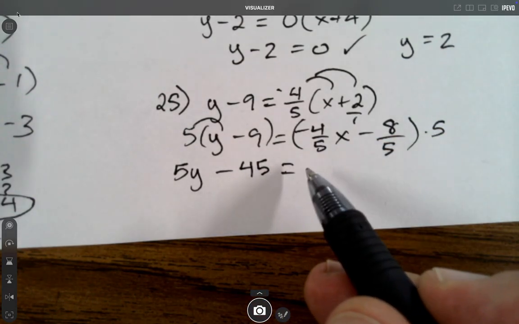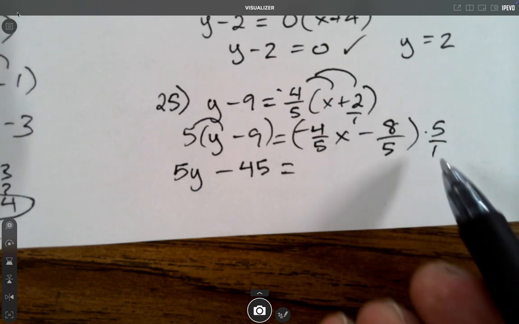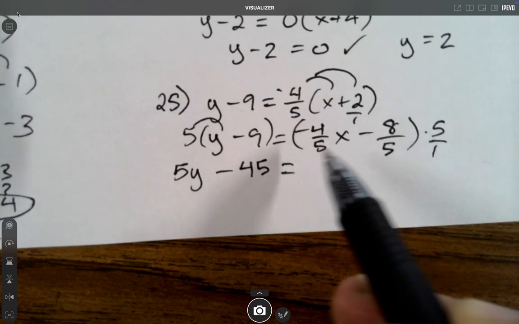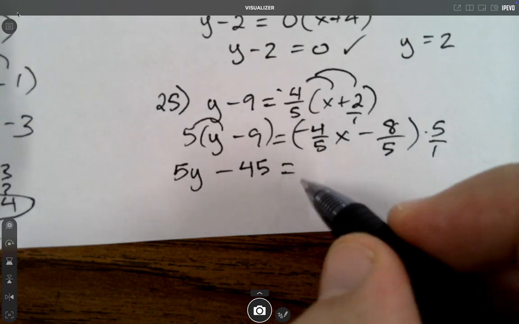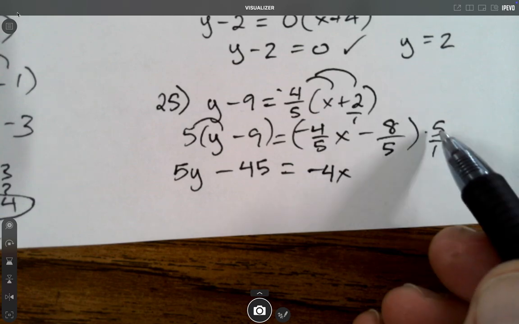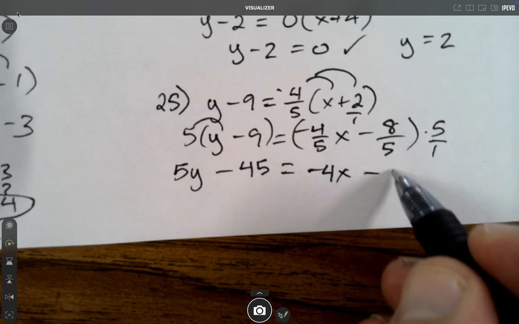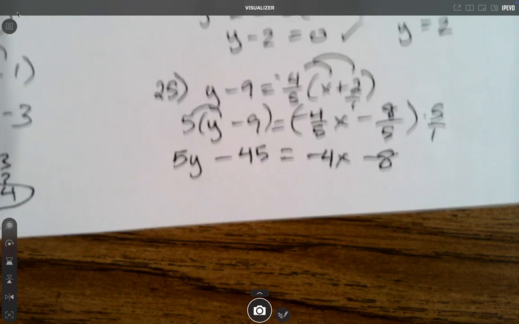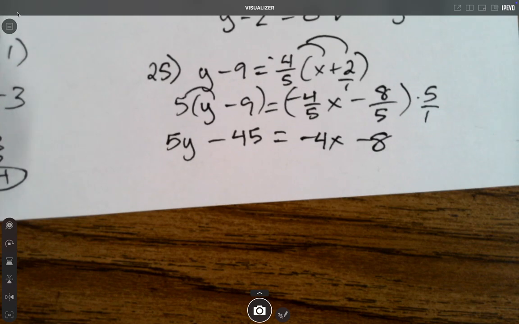And with these two, the 5's cancel out, because this is really 5 over 1. So when I multiply it by the first term, that 5 and that 5 cancel out, leaving negative 4x. And when I multiply by this one, the 5's cancel out, leaving me with negative 8. So now I've corrected the issue we had with all the fractions.